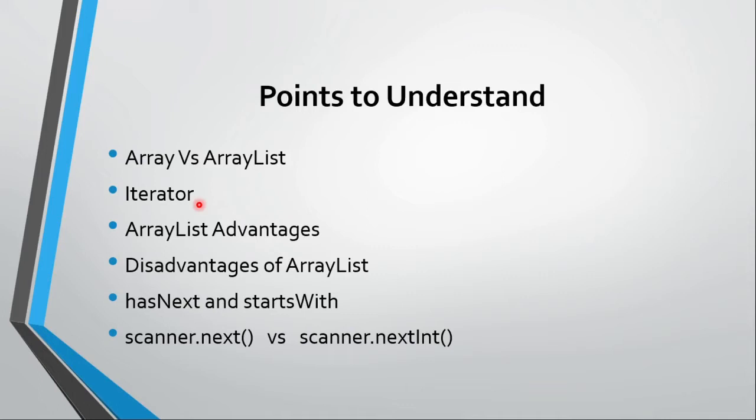And advantages of ArrayList we have already said that, and disadvantages is that as it follows the sequential order of assigning memory, so if we need to have a large data set, then huge memory is required. That's the disadvantage. And hasNext method is used to find the next string tokens. So if there is a token, then it is going to return it. And startsWith method is used to check the prefix of a string.